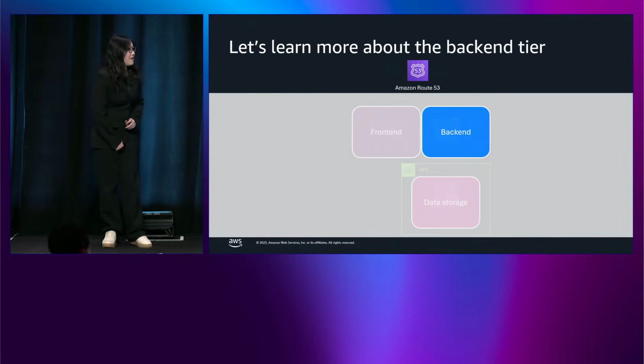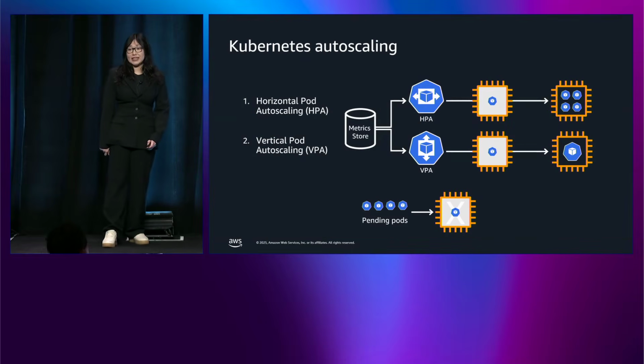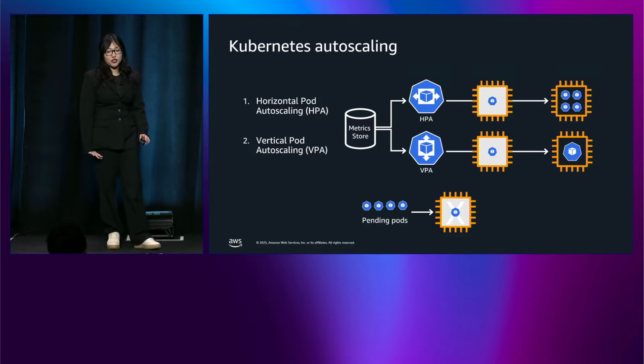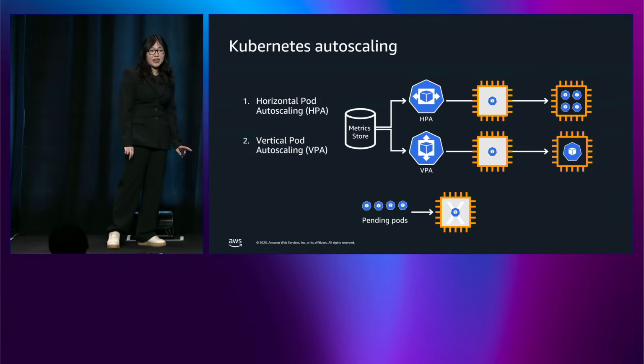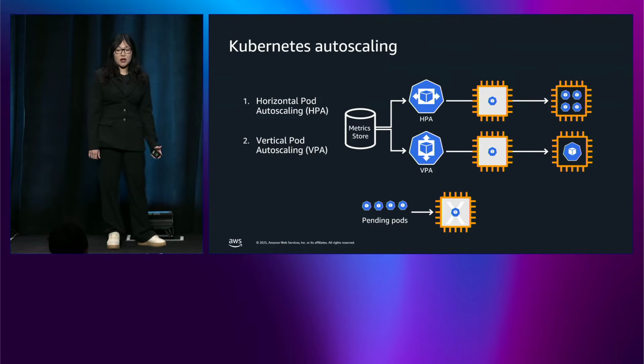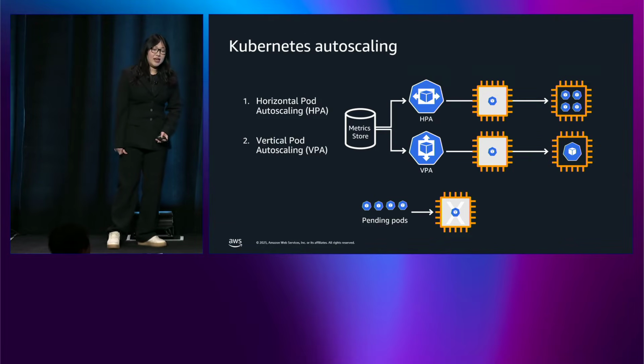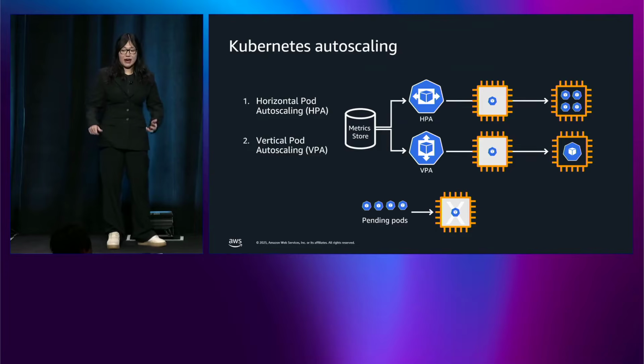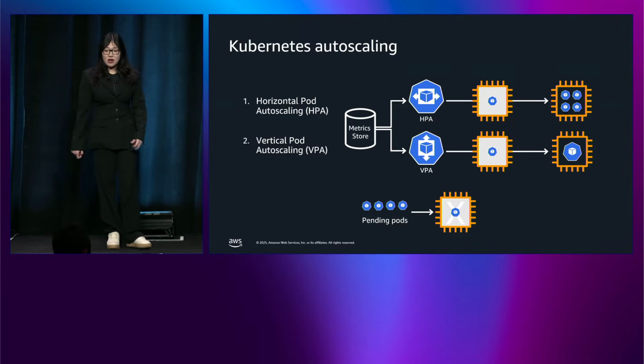Now let's learn a little bit more about the backend tier. We can dive a little deeper into Kubernetes autoscaling. There are two main elements to autoscaling in EKS: node scaling and pod scaling. With pod scaling, there's horizontal pod scaling and vertical pod scaling. Think of horizontal pod autoscaling as scaling out, so you're increasing the number. Think of vertical pod scaling as scaling up, so you're making the pod larger.